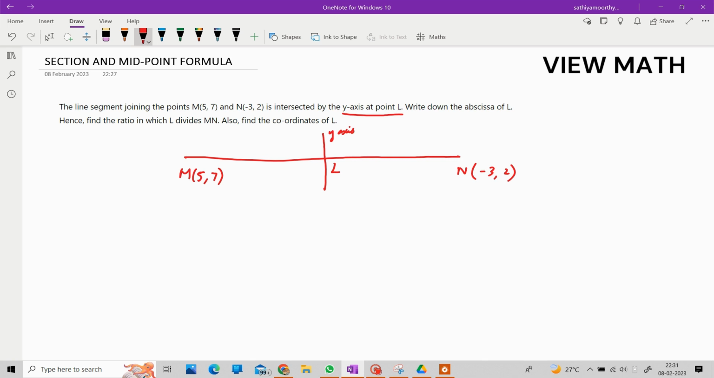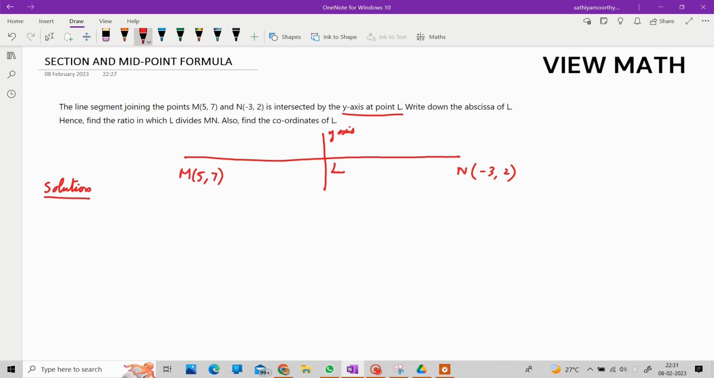Next they are asking us to find out the ratio in which L divides MN. And third they are asking us to find out the coordinate of L. Okay, now let me start doing. While I am doing, let me explain how I am doing.